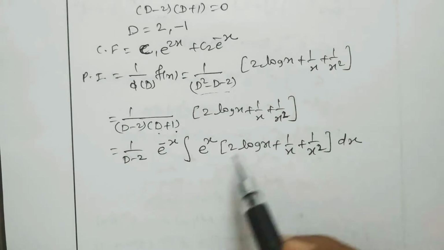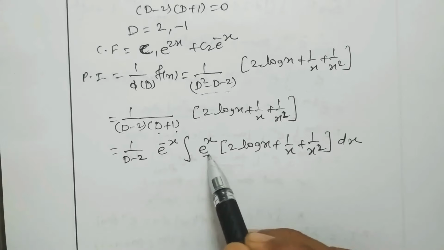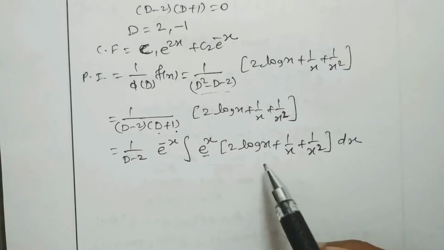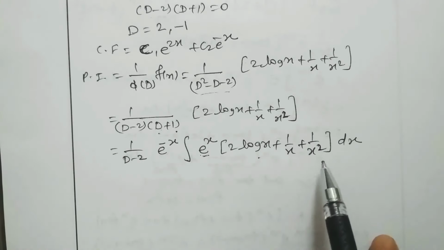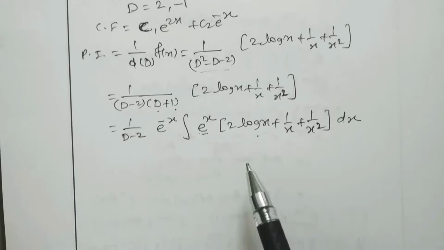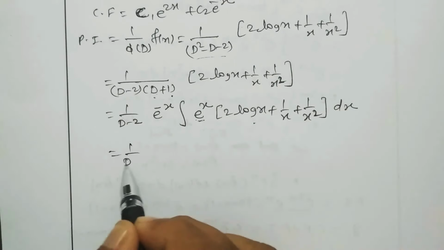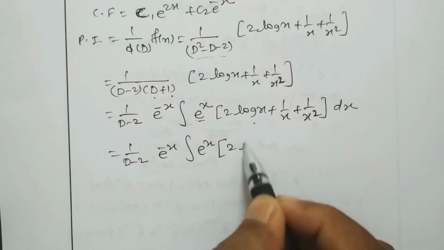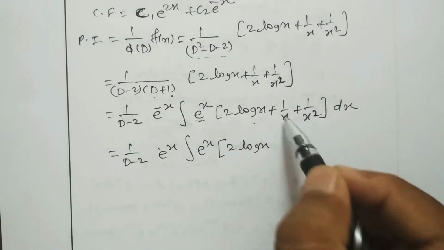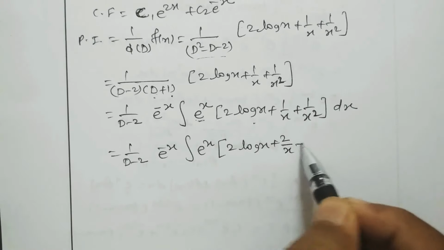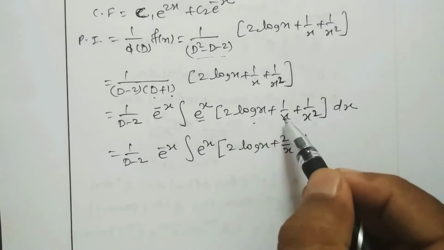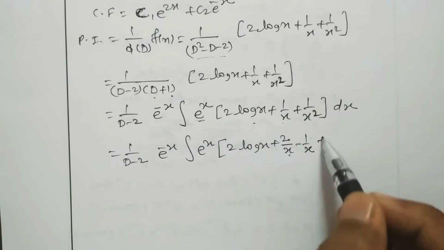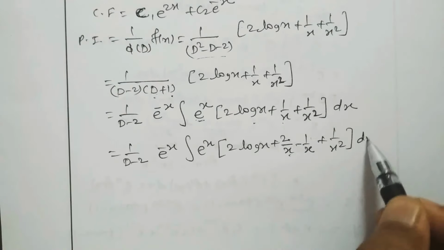Again we have to calculate this integration. For that we get integration of e raised to x and some terms inside the bracket. So again we try to use the formula e raised to x into f of x plus f dash of x. For that there is an adjustment here. So this 1 upon d minus 2 as it is, e raised to minus x as it is, integration e raised to x, this 2 log x as it is, and I am going to adjust this 1 upon x as 2 upon x minus 1 upon x, that is 1 upon x plus 1 upon x square into dx.